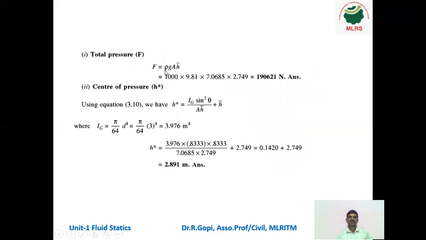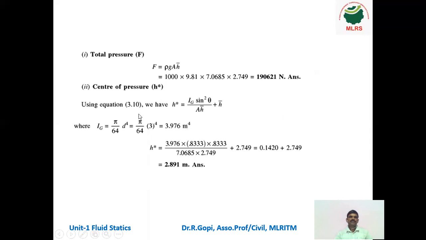So rho is 1000, g is 9.81, A is 7.0685 and H bar is equal to 2.749. So finally we get an answer. Okay. So 190621 Newton. If you convert it into kilonewton, it means 190.62 kilonewton. So next calculate the center of pressure. So center of pressure formula: Ig sin square theta divided by A H bar, plus H bar.